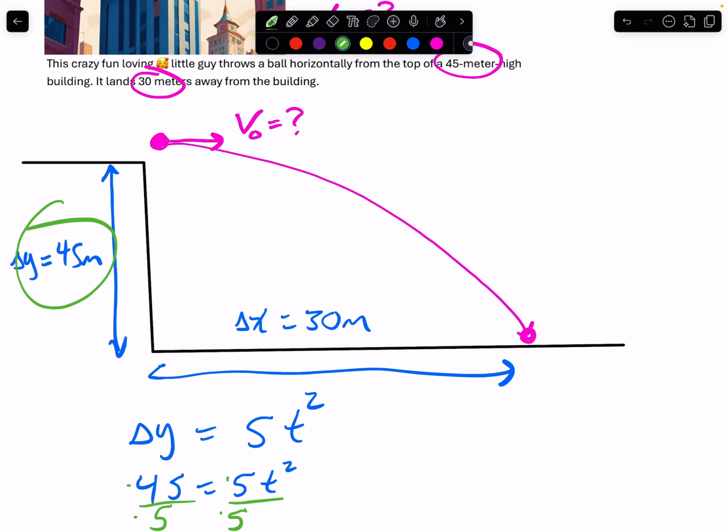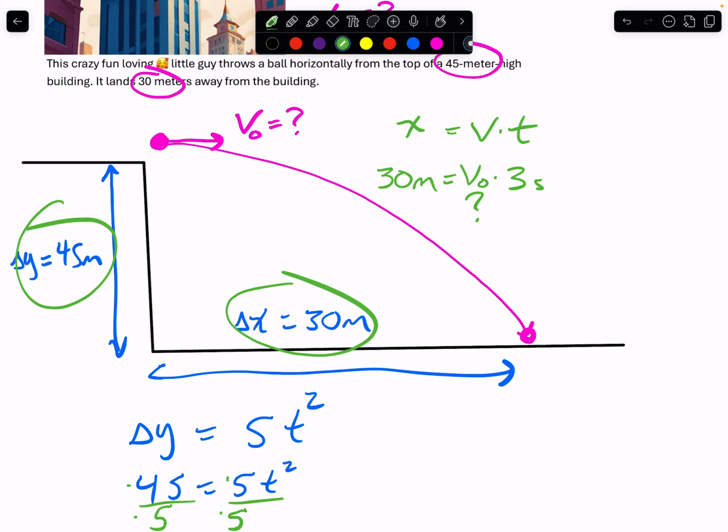So now, we want to find V naught. This is just like finding X if we know V naught, but it's the reverse. The equation here is X is V times T. In the horizontal direction, there's no acceleration. It's just distance is velocity times time. So the X is 30 meters is equal to V naught times 3 seconds. So 30 is question mark times 3.